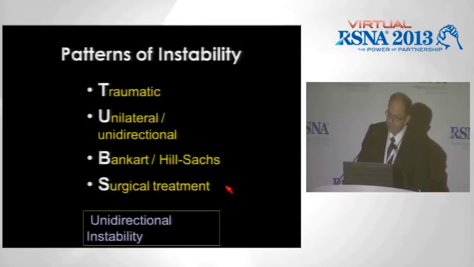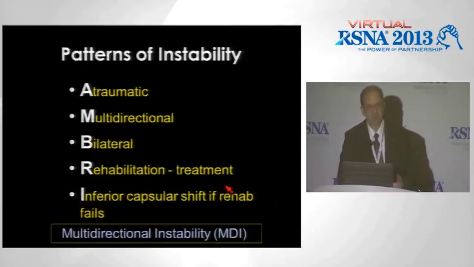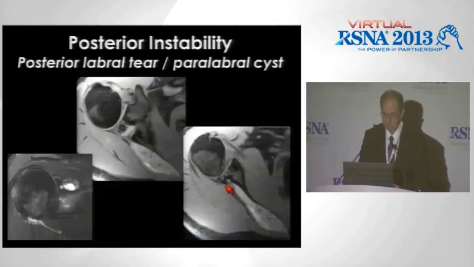There are two main patterns of instability called TUBS and AMBRI. TUBS is traumatic, and usually you'll see a Bankart and Hill-Sachs, and results in unidirectional instability, whereas AMBRI is referred to as multidirectional instability. It's bilateral, usually symmetric, although it can be asymmetric if you're involved with an activity like throwing. It's usually treated with rehabilitation.